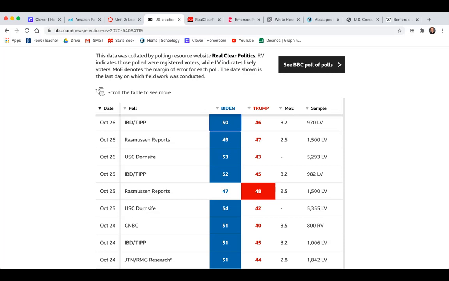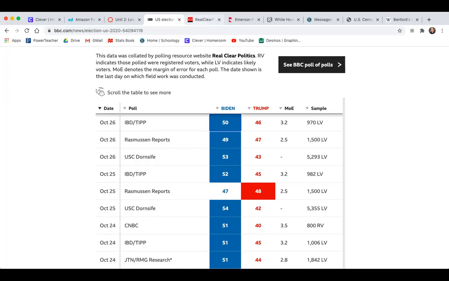Why doesn't this poll, USC Dornsife, provide a margin of error? That's something that you want to ask yourself. This one only asked 800 people, and they asked registered voters. So if they're registered to a party, you would want to know what party they're registered for.